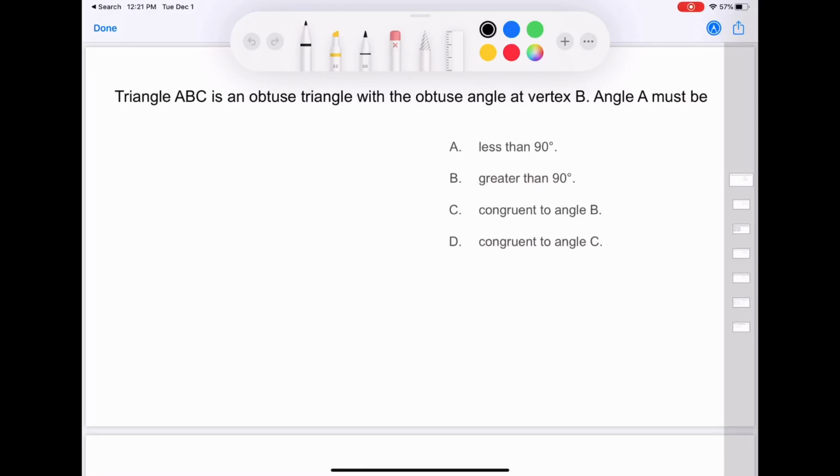Today I'm going to go over different Unit 4 Lesson 1 practice problems. Let's look at the first problem. This problem says triangle ABC is an obtuse triangle with the obtuse angle at vertex B.